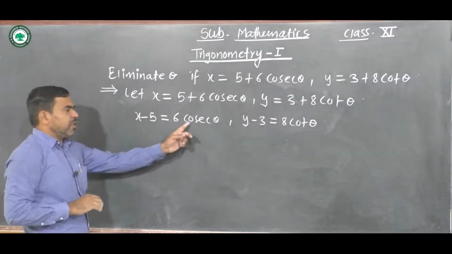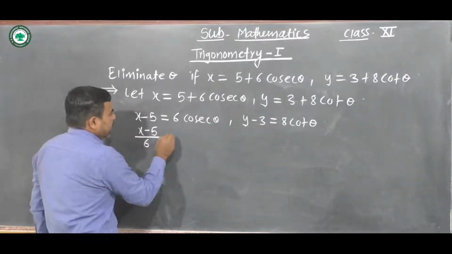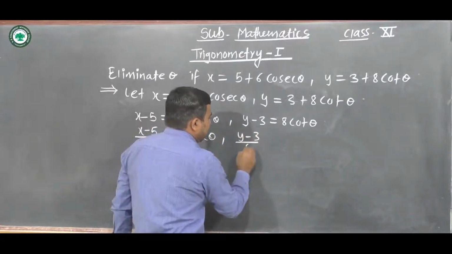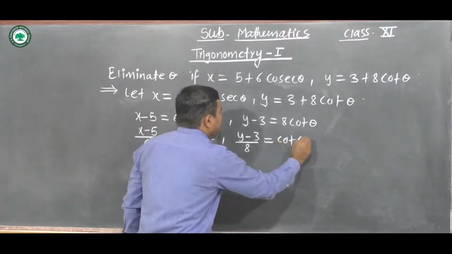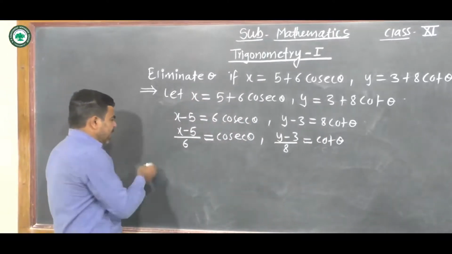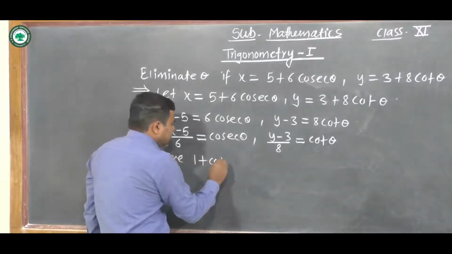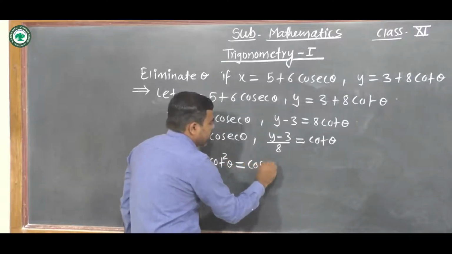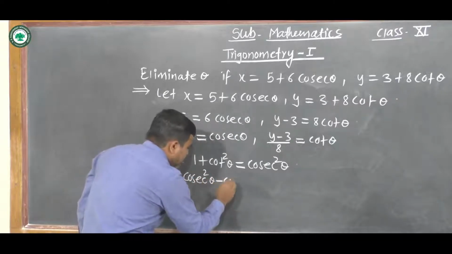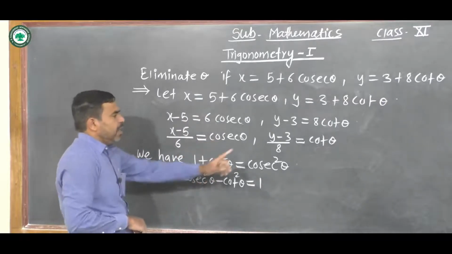Now divide throughout this equation by 6, so we get (x minus 5) divided by 6 is equal to cosec theta, and (y minus 3) divided by 8 is equal to cot theta. Now we have the values of cot theta and cosec theta. Use the fundamental identity: 1 plus cot square theta is equal to cosec square theta. It means cosec square theta minus cot square theta is equal to 1. Now put the values of cosec theta and cot theta.